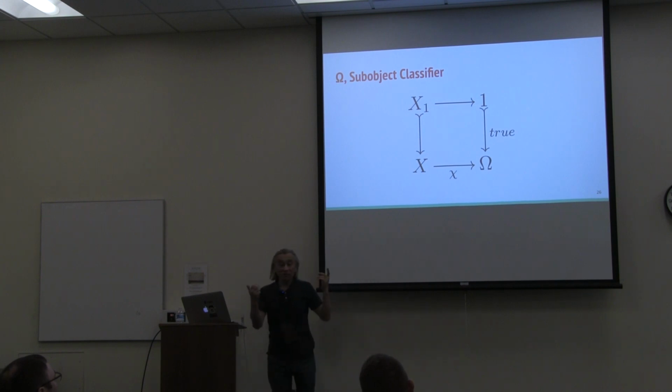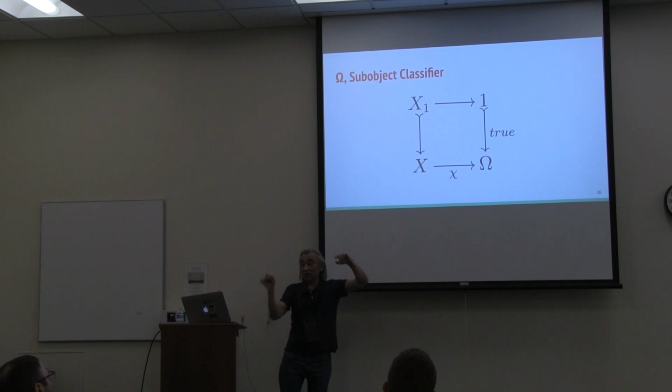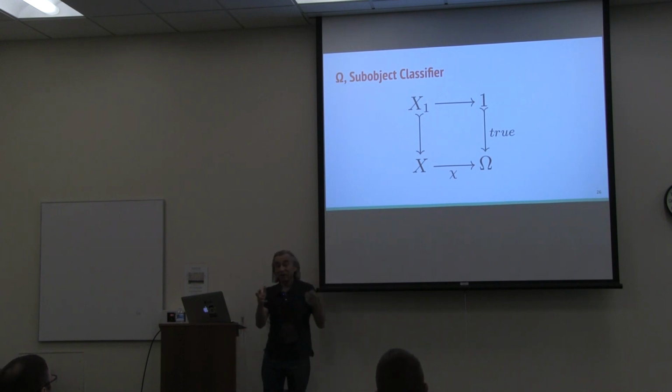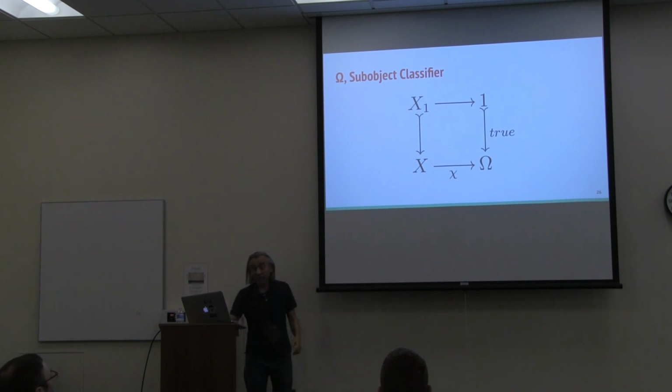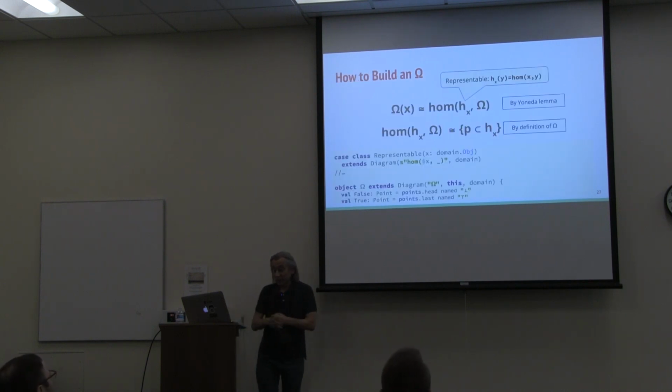You know how it is for sets, right? In sets, omega is true and false, this pair. If we have a set and a subset, the characteristic function would produce true on x1 and false on those things that are not x1. If we have a more sophisticated category, omega could be more complicated. So the question is, in diagrams, how do we build a subobject classifier? Well, there is a solution. So this is the solution.